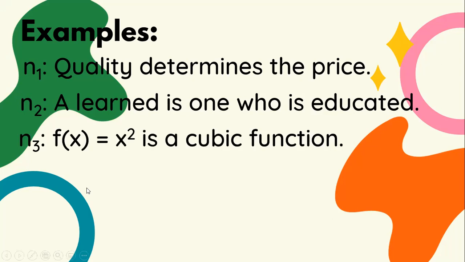Let's have N sub 3. F of x is equal to x squared is a cubic function. Anyone? Lance? F of x equals x squared is not a cubic function. Yeah, so that's one. Diba? Ano pang pwede? Pwede pang it is not true that f of x is equal to x squared is a cubic function. So, yun po yung mga ways kung paano tayo mag-negate.